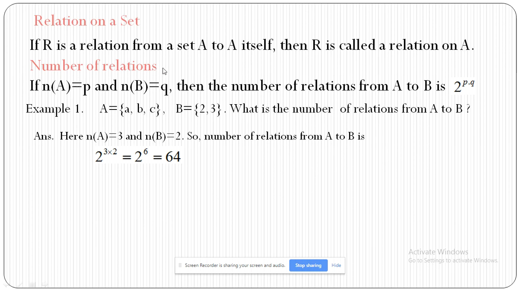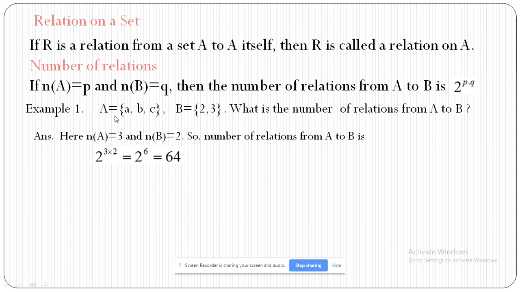Now, number of relations. If you are given a set and another set, and we define relations from the first set to the second set, then how many such relations can we define from A to B? There is a formula. If n(A) = p, what does n(A) mean? Number of elements in the set A. And n(B) = q, that is, number of elements in the set B is q. Then the number of relations from A to B is 2 to the power p times q.